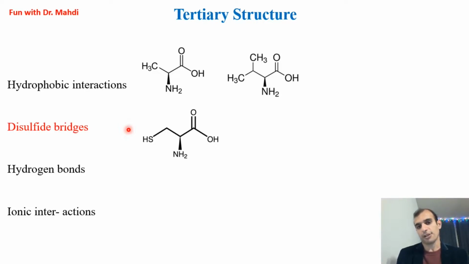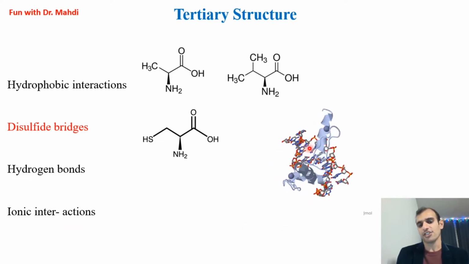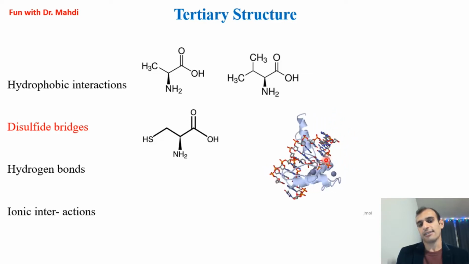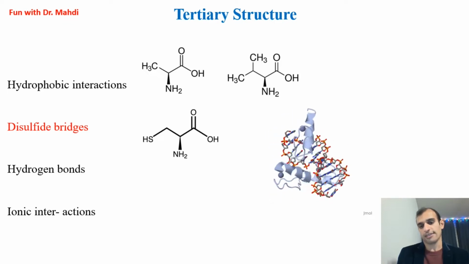For example, some parts of the protein have a negative charge, some parts have a positive charge, and after that we will have ionic interactions. And after tertiary structure, the protein will be three-dimensional, and it will have a structure like this. You can see it's three-dimensional.